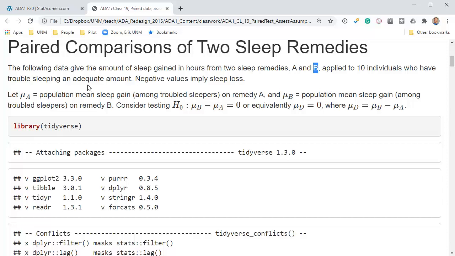All right, so defining some notation here. The mu A is the mean amount of sleep gained among these troubled sleepers who take remedy A. Mu B is the average gain when taking remedy B. And the difference, mu D, is the difference between these two, mu B minus mu A. And we want to know whether the difference is equal to 0, and you can also define it in terms of mu D, in terms of that difference. That would mean that these 2 sleep remedies give you equal gain of sleep.